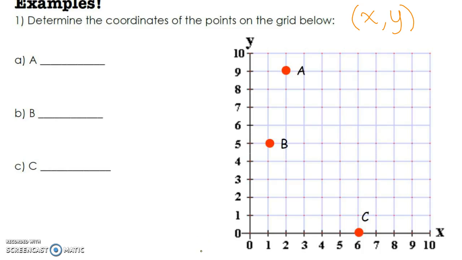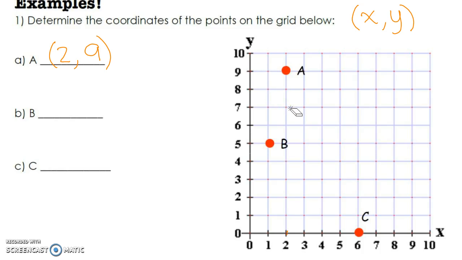So if I want to know the coordinates of point A, or the ordered pair for point A, I first need to go left and right, see where I am on the x-axis. So point A is at 2 on the x-axis. If you draw a line, you can see that it's at 2 on the x-axis. So that's going to be my first coordinate. Then we're going to see where we are on the y-axis. And if I draw a line across, you see that we're at 9 on that vertical number line. So my second coordinate is 9.